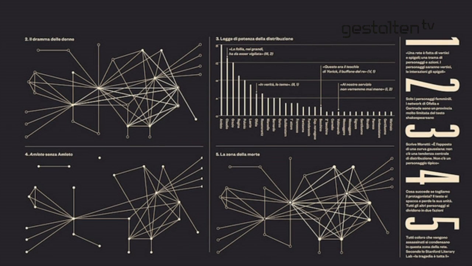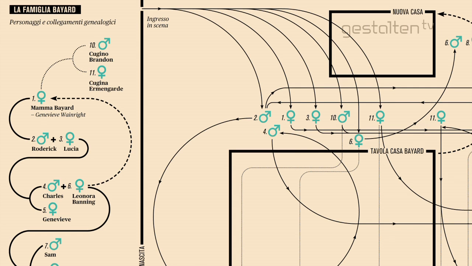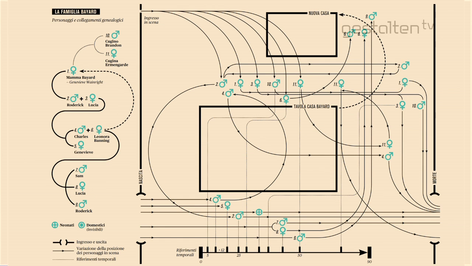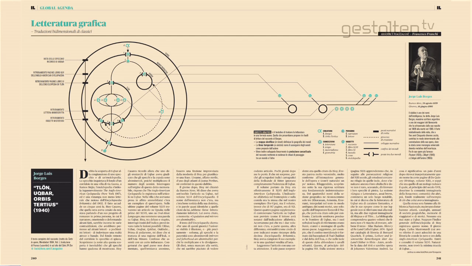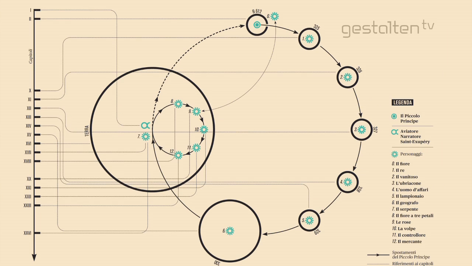Another thing that we do is connecting the infographic with the literature as well. So creating this sort of bidimensional maps of literature pieces. So we did, for example, with Borges, to try to discover the map that is at the beginning of the story and how things are connected inside the story. And you can do it with literature, but you can do it with films as well, with movies.